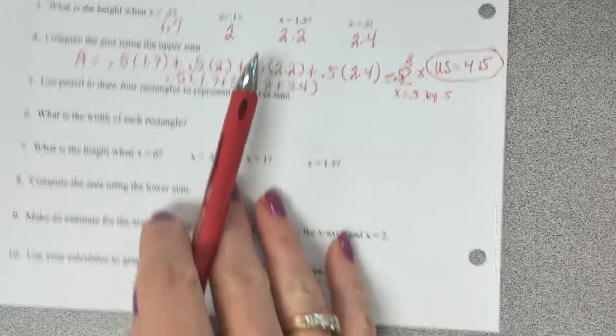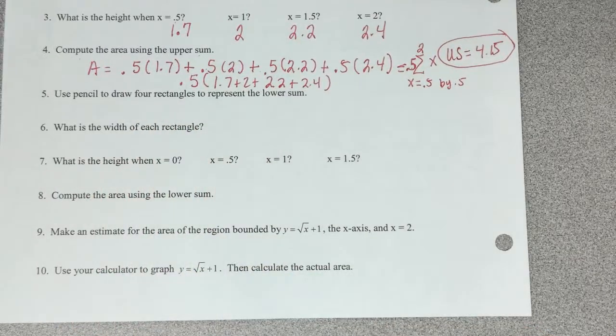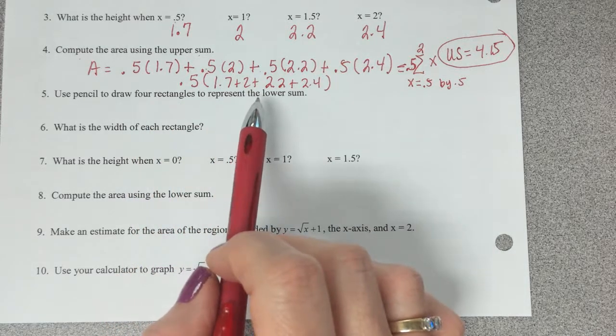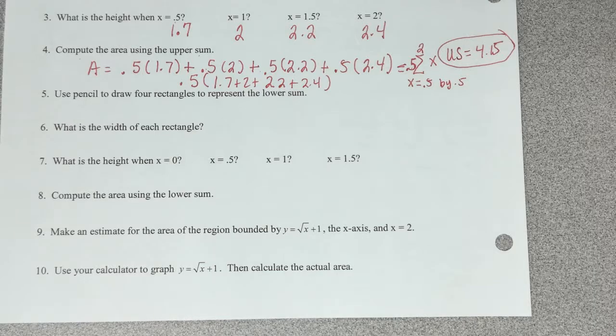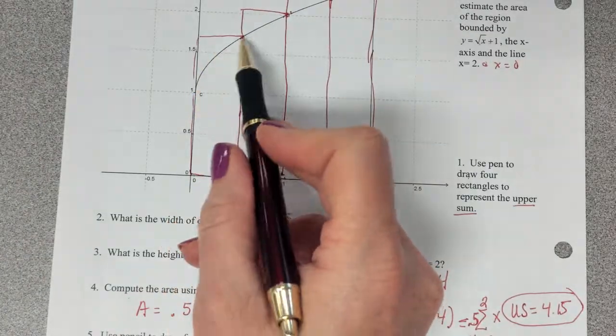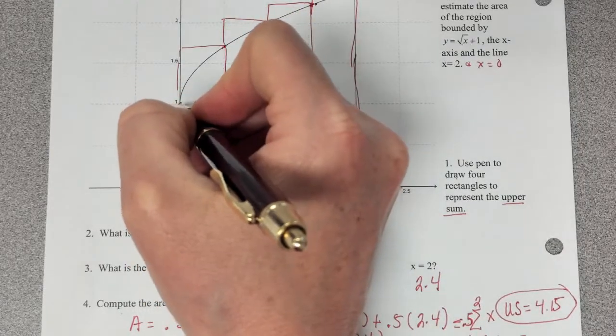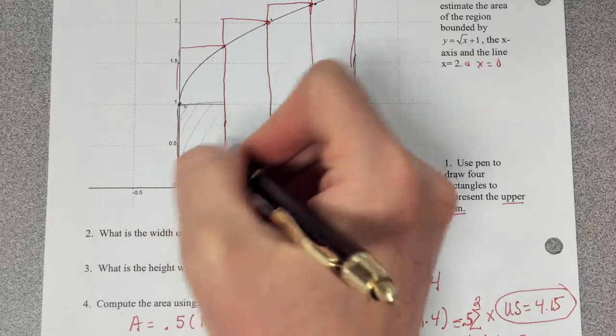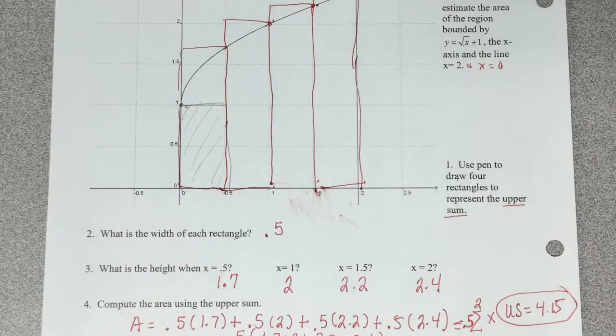Okay? And so then it says use pencil. I'm not going to do this one for you. You'll do this on your own. But use pencil to draw the four rectangles to represent the lower sum. And I'll just show you what your first rectangle would be, because a lot of people mess this up. If I'm doing a lower sum, guys, I look at my function, and if I'm doing the lower sum, I have to do the lower of the 2 points. So the first rectangle would be this in pencil. There. And then I'll let you figure out the rest of them.